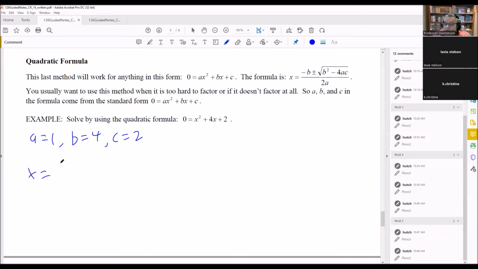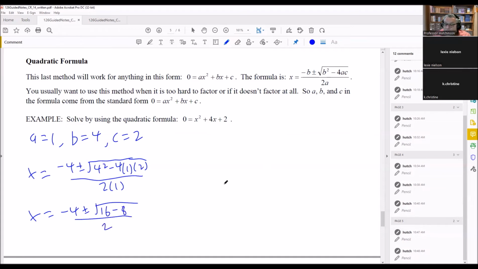So x equals, so I have negative b, negative 4, plus or minus the square root of, okay, I have b squared minus 4ac, so 4 squared minus 4 times the a is 1 and your c is 2. That's all over 2 times a, or 2 times 1. So just plugging that all into the formula. Now I just want to keep on going with this and simplify it as much as possible. So negative 4 plus or minus, I get 16 minus 8. On the bottom, I have a 2. Keep on going with it.